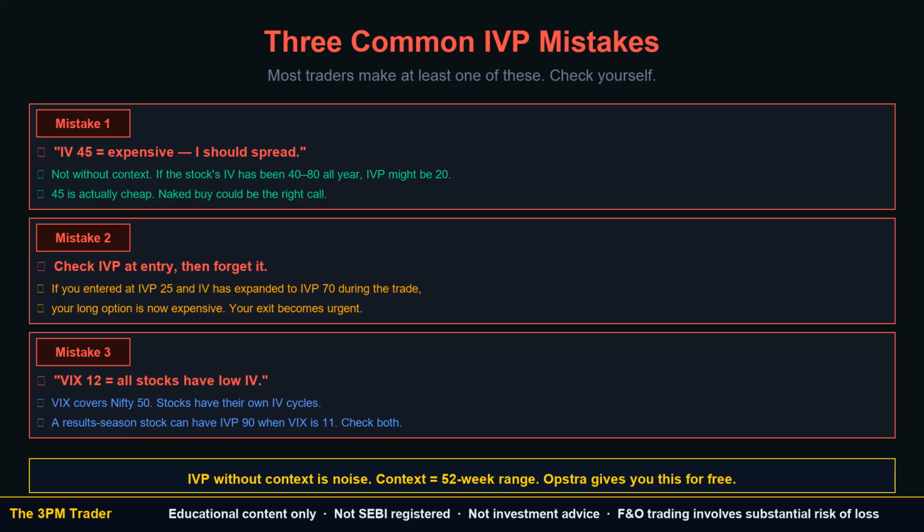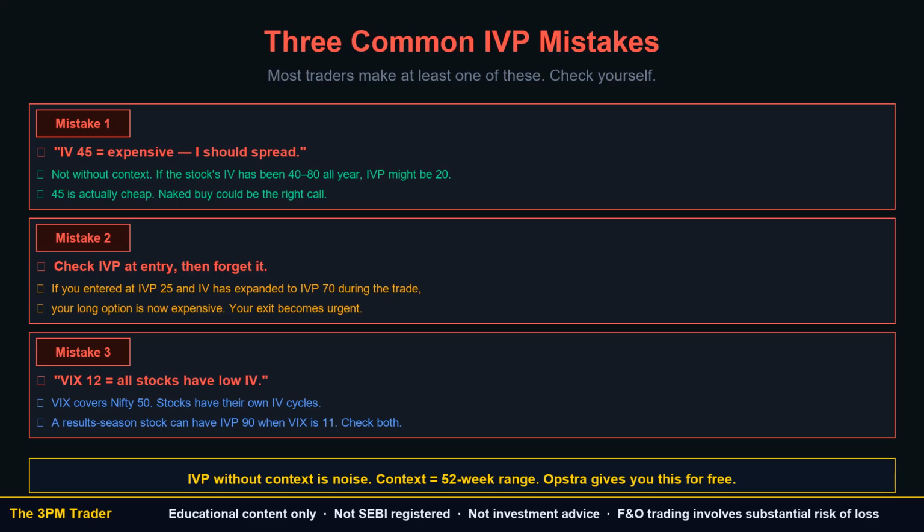Second mistake, checking IVP only at entry and forgetting it exists. If you entered at IVP 25 and IV has now expanded to IVP 70, your position profile has changed. Your long option is now expensive. Your target exit becomes more urgent. IVP at entry shapes the structure. IVP changes during the trade should be monitored.